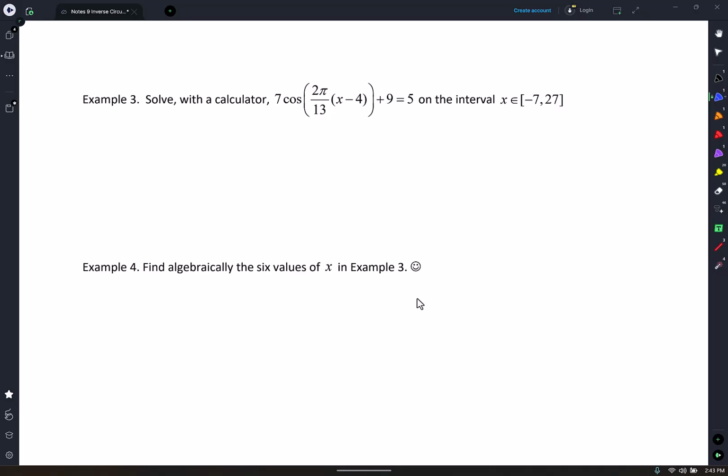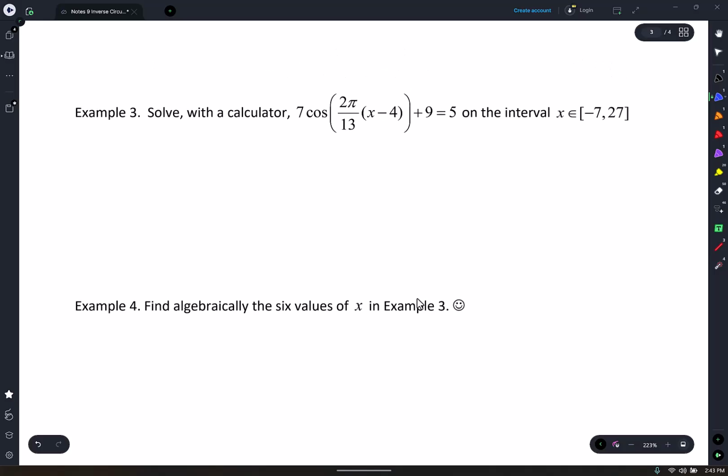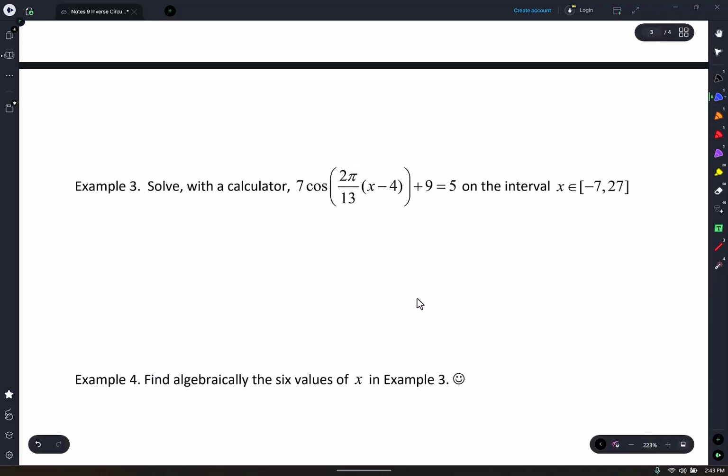If it's not a perfect coordinate, I would definitely use the calculator. You guys ready? Don't worry, we're going to go slow. All right. So with the calculator, it says solve with the calculator: 7 cosine 2 pi over 13 times x minus 4, plus 9 equals 5. Before we even start, can someone just look at it and tell me what the period of this function is?